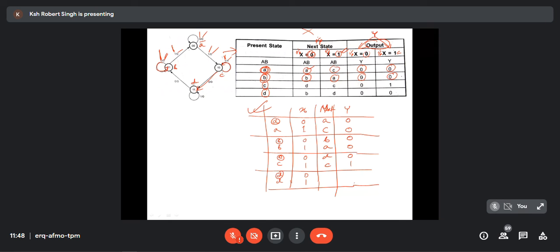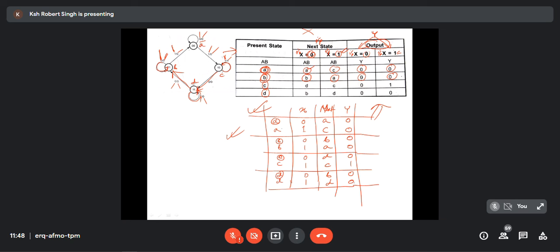From D, when X is 0, it goes to B. When X is 0, output also 0. From D, when input is 1, it goes to D. When input is 1, output is 0. This is actually equal to this table. Can you understand what I'm saying? Yes, sir.